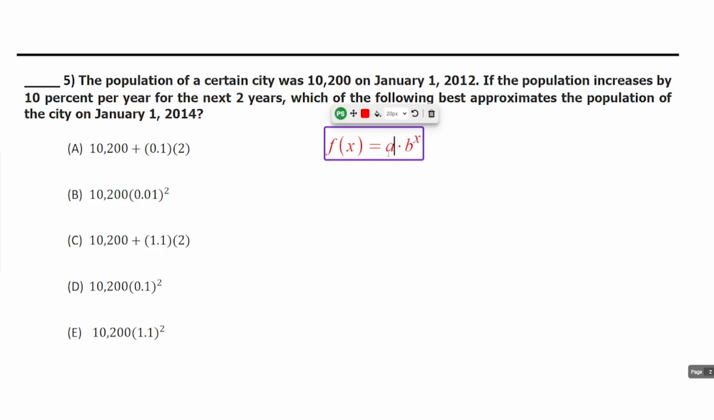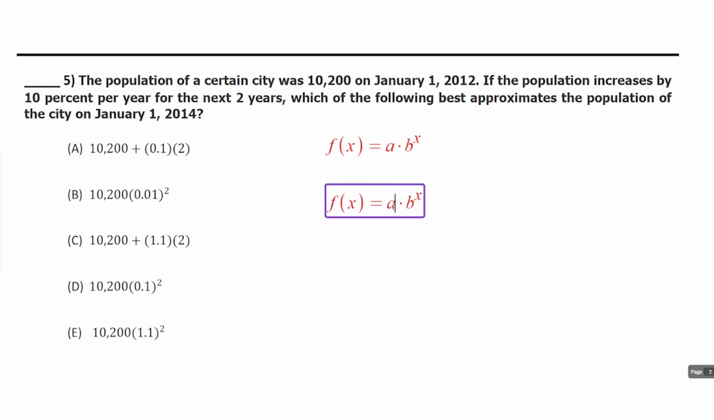It says it started off with 10,200 people. So we'll make that our initial value. It increases by 10% per year for the next 2 years. Okay, so the way that we set this up is we're going to have 100% plus the 10%. And so if I add those together, 1 plus 0.1, that's going to be just 1.1. And there you go. This is our function.